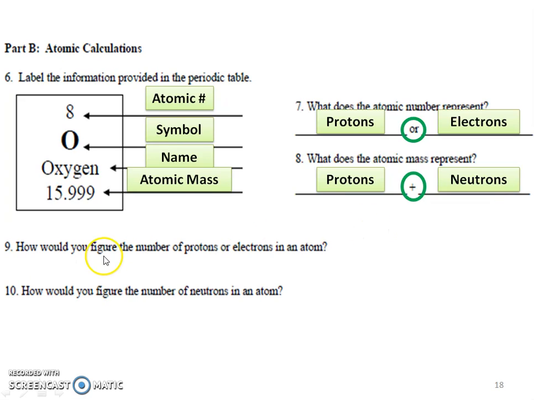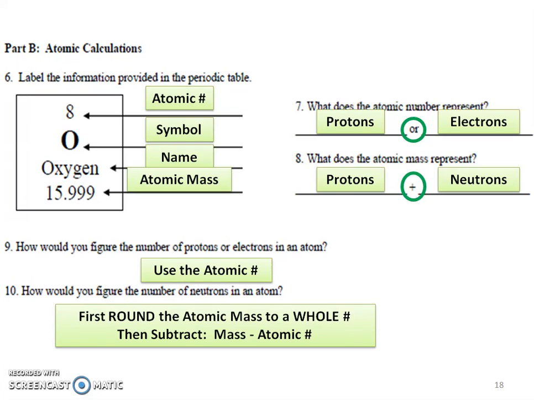So number 9, how would you figure the number of protons or electrons in the atom? I kind of explained that to you already, right? That atomic number is going to give us the number of protons, which also equals the number of electrons. And number 10, how would you figure the number of neutrons? Okay, so now that we have these 2 numbers, the atomic mass, which is rounding the atomic mass to a whole number, right? It should really say mass number there, because we have to round that, and then we're going to do some subtraction. So first round the atomic mass to a whole number, and then subtract mass minus atomic number. Okay? So again, at this point, make sure you have all of this information written down.